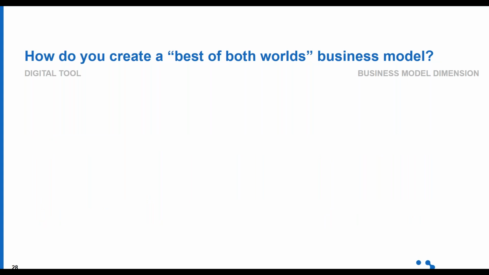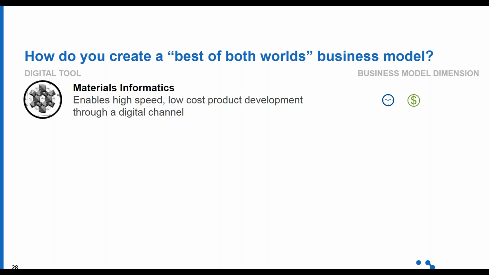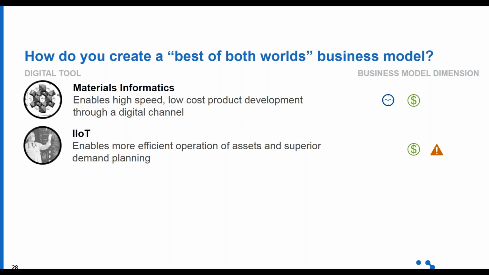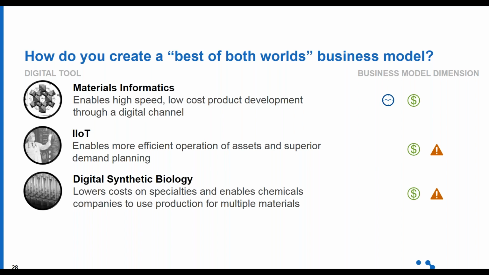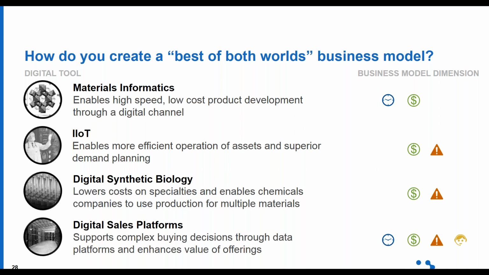So how can we create a best of both worlds business model? Well, let's see how these digital tools really begin to affect these business model dimensions. Materials informatics is really all about time and cost, enabling high-speed, low-cost product development. And it does so through a digital channel. IoT, similarly, looks at cost and risk, helping reduce the cost and the risk by enabling better planning. Digital synthetic biology can lower the cost of capital and also help keep production more flexible. And that really helps, again, with the cost and risk. And digital sales platforms really have the opportunity to affect all of these attributes, especially by bringing decision support tools to the end user.